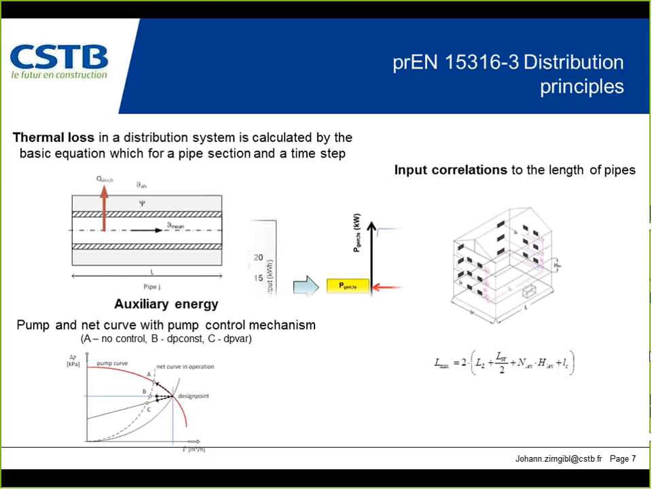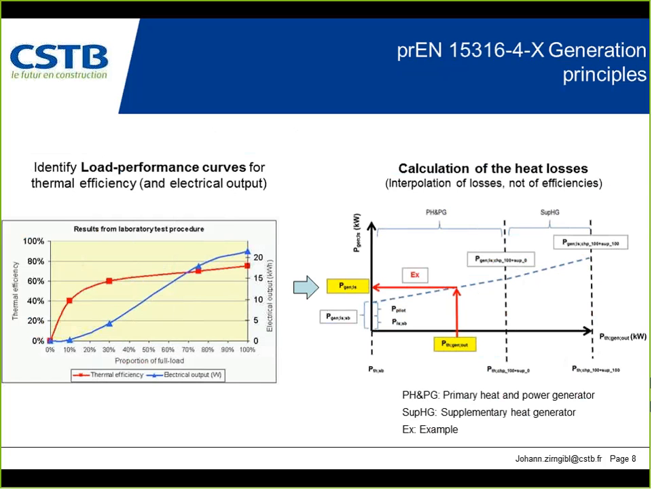And then the next point is linked to our generators. What we want to do here is identify the load performance curves for thermal efficiency and electrical output, if it is, for example, a cogeneration unit. Before, in my overview, I showed you that we also have cogeneration units there. So here you have the electrical output on the load of a device, and here you have the thermal efficiency. These things are also related to product testing.